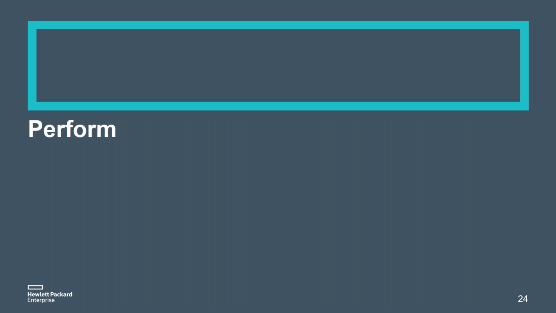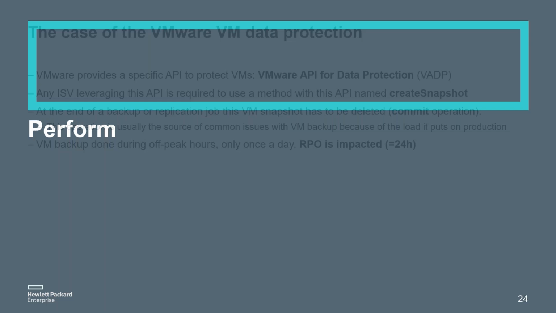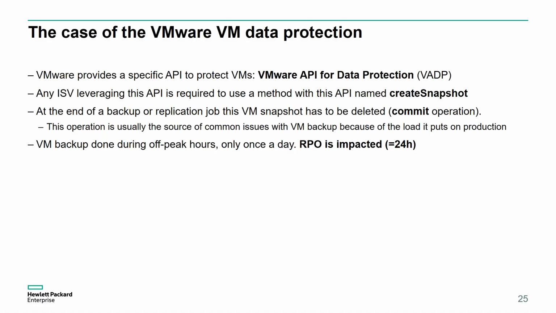So now we're on to the perform element of the technologies. How do we actually do this? And this is the case of VMware data protection. So we all know about VMware and how VMware provides APIs to protect the virtual machines, which is the VADP technology. Any ISV that leverages the API is required to use the method, which is the snapshot technology. At the end of the backup or replication job that the host side is doing, the VM snapshot has to be deleted. And this is normally where the problem comes in, because we have a huge amount of time between the create snapshot and the delete or the commit snapshot.